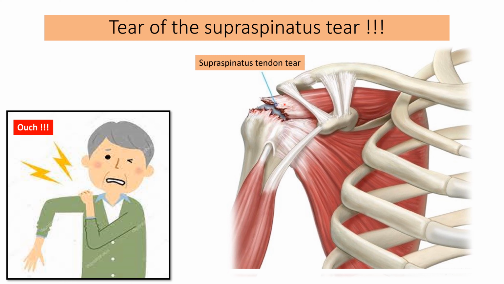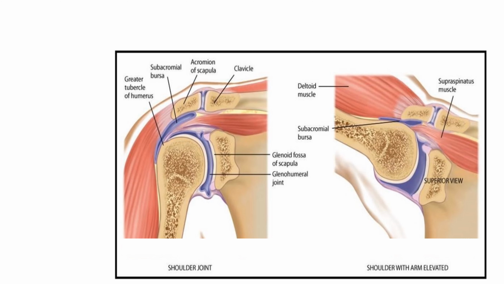Remember that with a torn supraspinatus muscle you cannot raise your hand. As a secondary pathology, the subacromial bursa, which is here, gets inflamed and filled by fluid, and in this case the symptoms are getting worse.